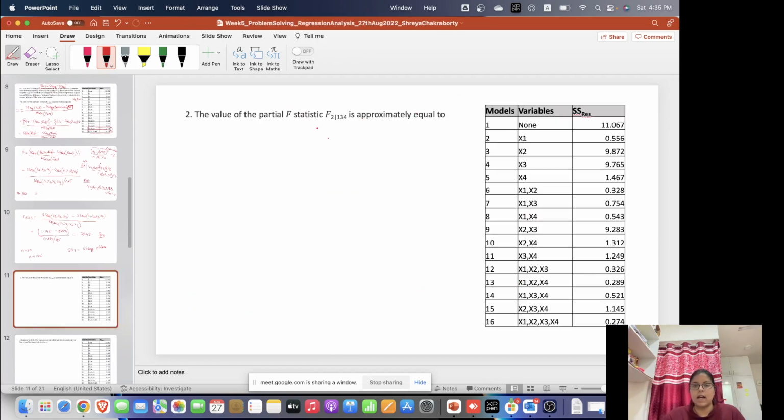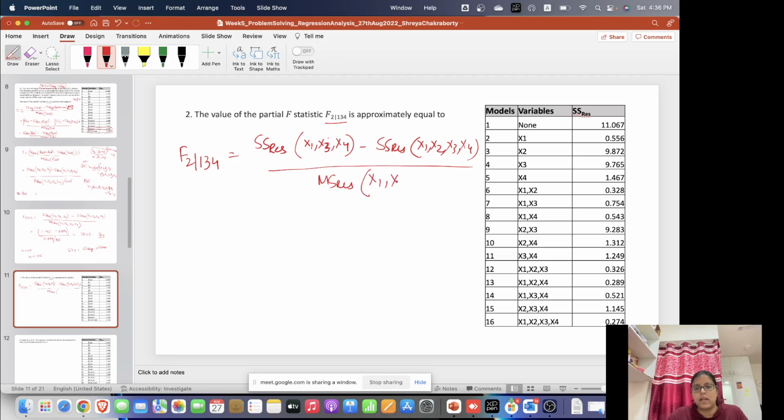Okay, so similarly, if we are asked to find F2 given 134, F2 given 134 would be SS residuals due to the restricted model where x2 is 0, I mean x1, x3 and x4, minus SS residuals due to x1, x2, x3 and x4, divided by MS residuals due to x1, x2, x3 and x4. You understood, no, why it is coming? Yes, ma'am. Okay. So then we just need to substitute. x1, x3, x4 would be this one, and the full one is this one.